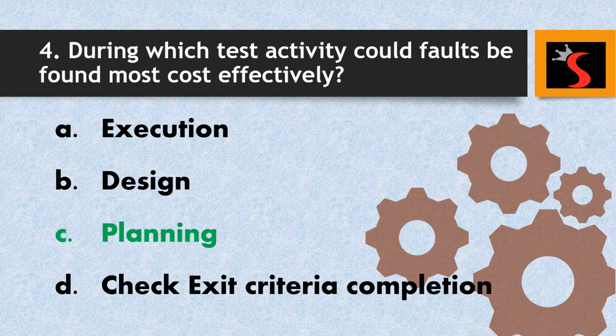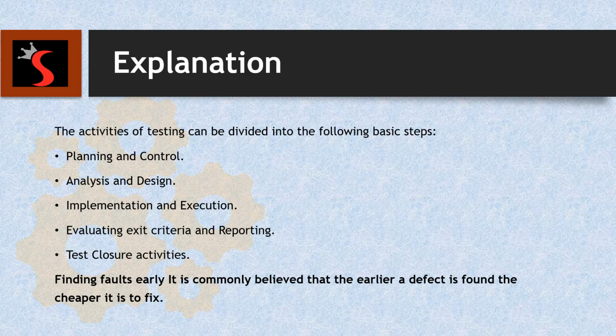And the right answer is option C. Planning. Explanation: The activities of testing can be divided into the following basic steps: planning and control, analysis and design, implementation and execution, evaluating exit criteria and reporting, and test closure activities. Finding faults early: it is commonly believed that the earlier a defect is found, the cheaper it is to fix.